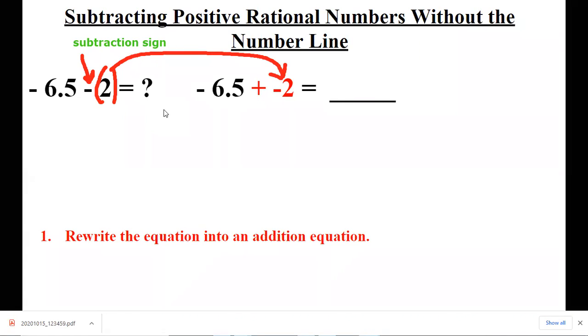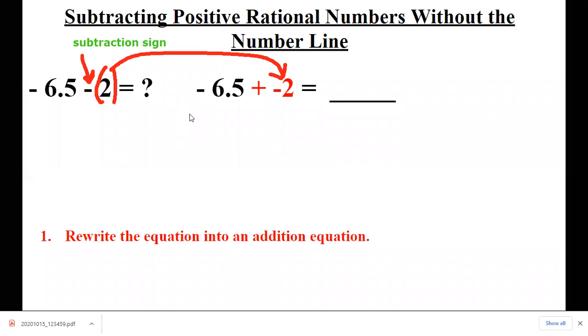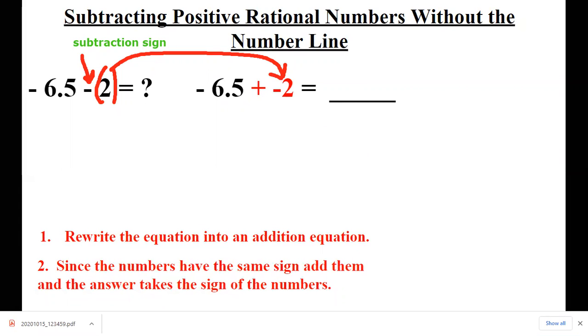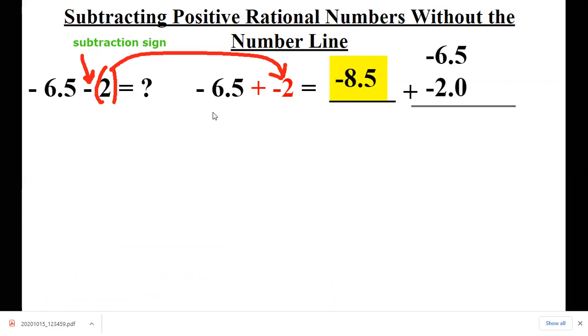And now we add. They're the same signs, so we add them together, and they're going to have a negative sign. Since the numbers have the same sign, add them, and the answer takes the sign of the numbers. So negative 6.5, line up your dot. There's no dot in negative 2, so you just add a 0.0, and then we add. So if we add that up, we'll get negative 8.5.